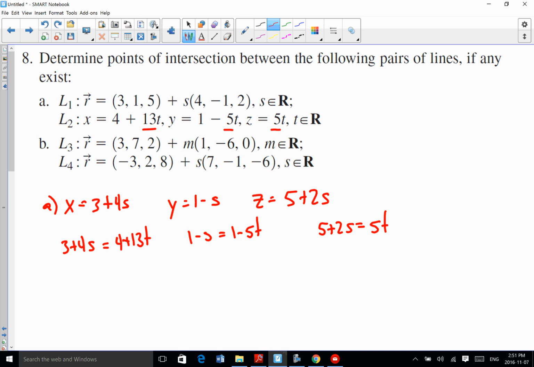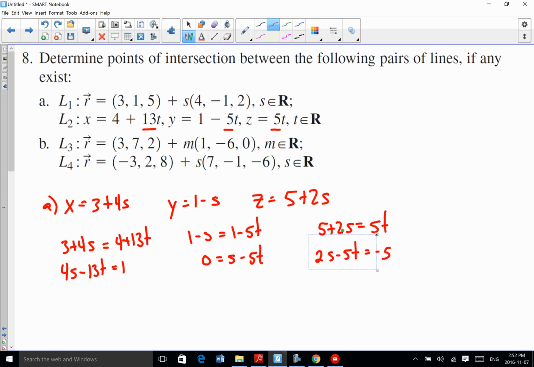And because I have three equations but only two variables, I'm going to solve two and check the third. You're picking which ones you want to solve. To make it slightly easier to work with, let's put them in the right format for elimination. So 4s minus 13t equals 1. If I do this one here, I get 0 equals s minus 5t. And the last one, I get 2s minus 5t equals negative 5.